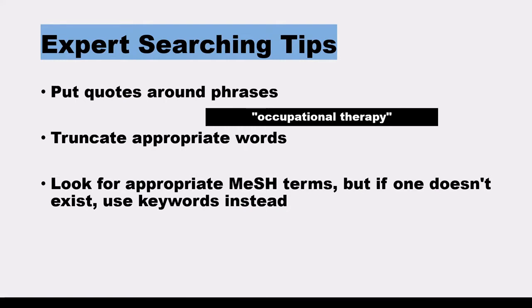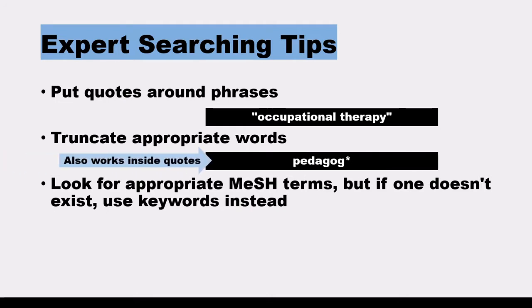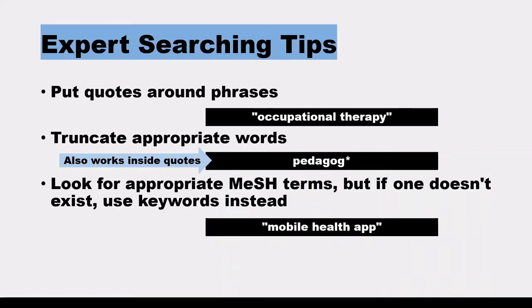You can also truncate appropriate words. Use an asterisk. This is the universal symbol for truncation. Pedagogue asterisk will return pedagogy, pedagogies, pedagogical, and more. Don't forget to look for appropriate MeSH terms to include in your search, but if one doesn't exist, you can just use keywords instead.